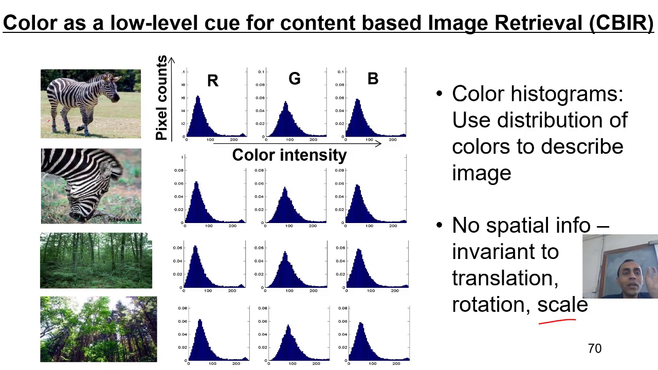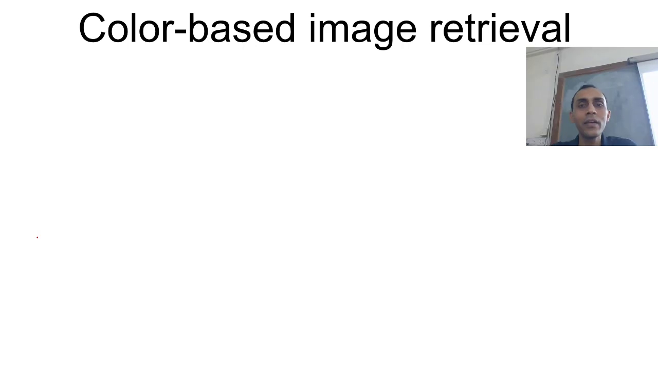So here for example in the background you have a lot of greenery, here also you have a lot of greenery. So it may happen that the green distribution here and the green distribution here may match, and similarly the black distribution here may match with the other black patterns here. So it is not so accurate.